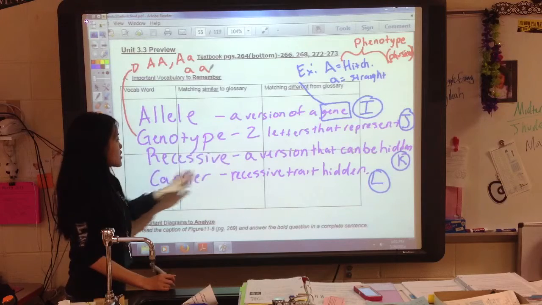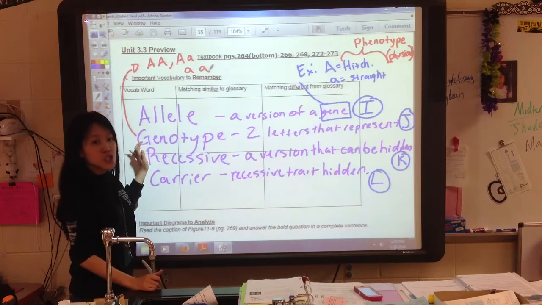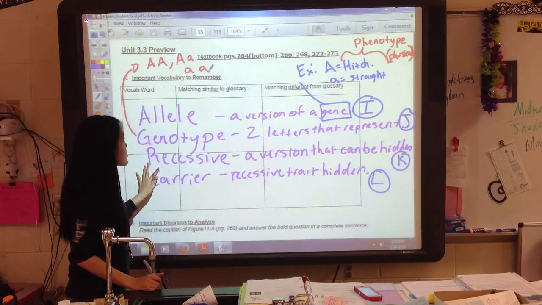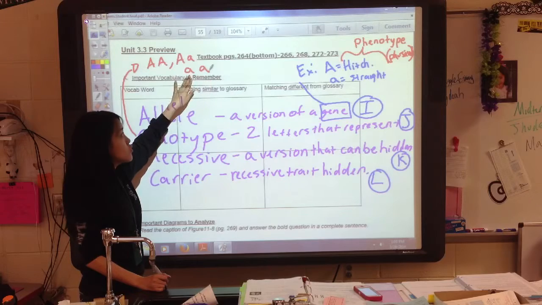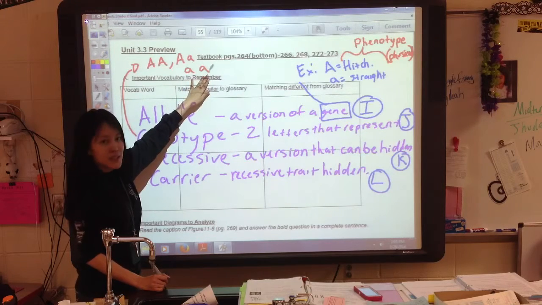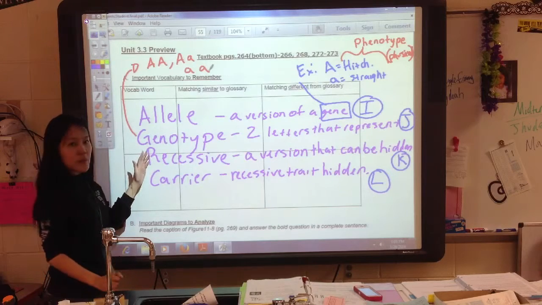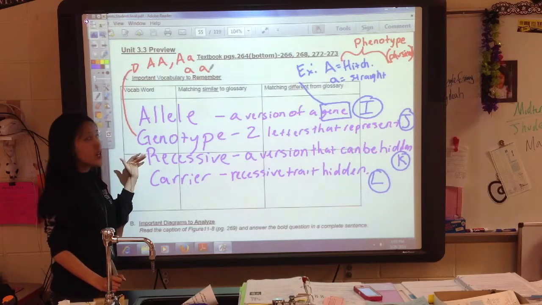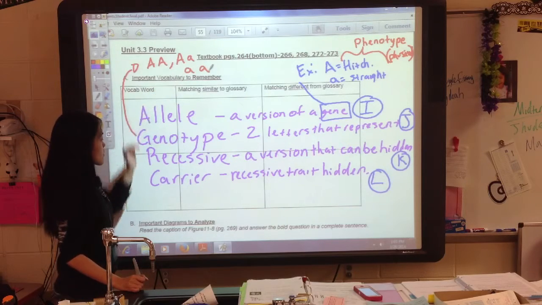When you look at the next vocabulary word, the word recessive, this actually refers to genotypes. If I am recessive, I actually have to have two lowercase letters, two alleles for the recessive trait. And so you just have to remember that a recessive trait is something that is represented by lowercase letters.